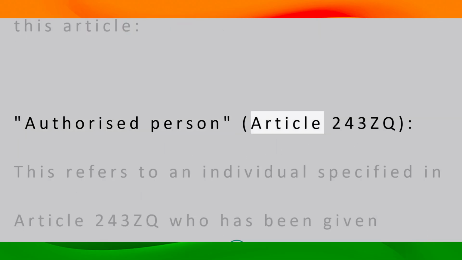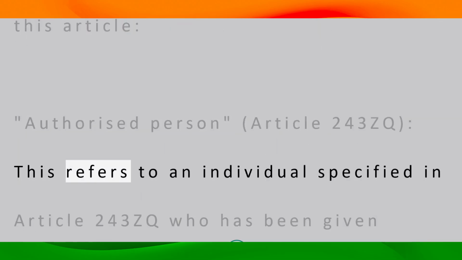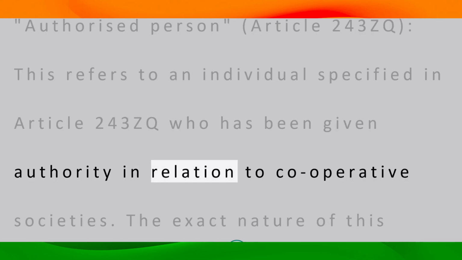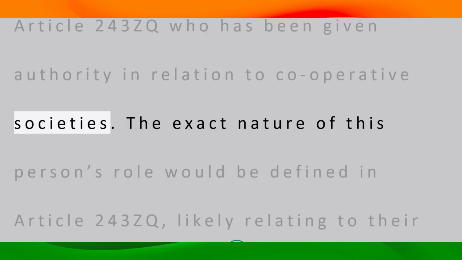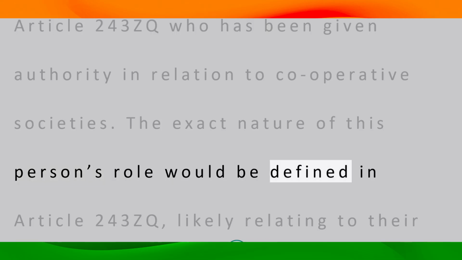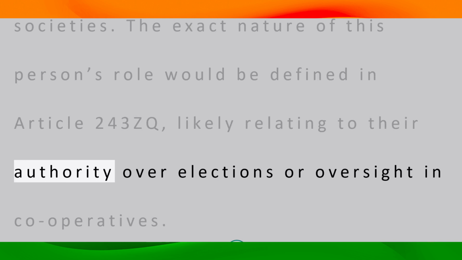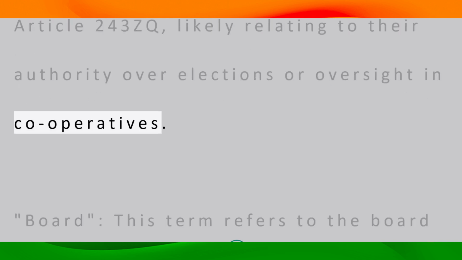Authorized person, Article 243ZQ. This refers to an individual specified in Article 243ZQ who has been given authority in relation to cooperative societies. The exact nature of this person's role would be defined in Article 243ZQ, likely relating to their authority over elections or oversight in cooperatives.